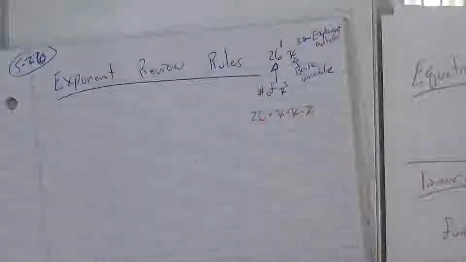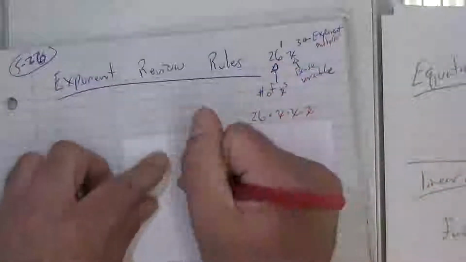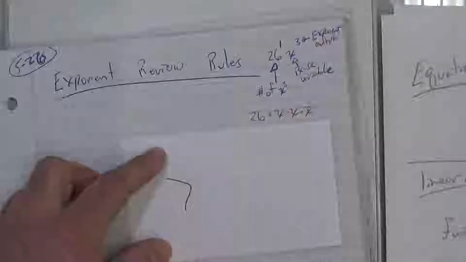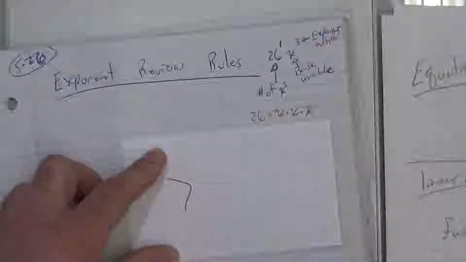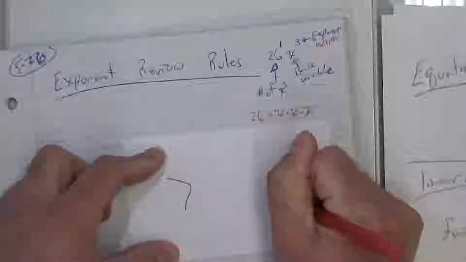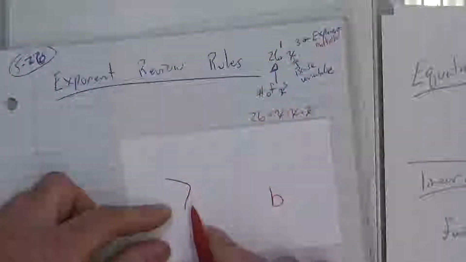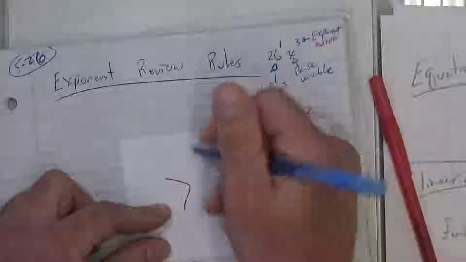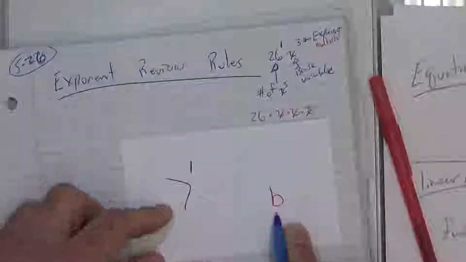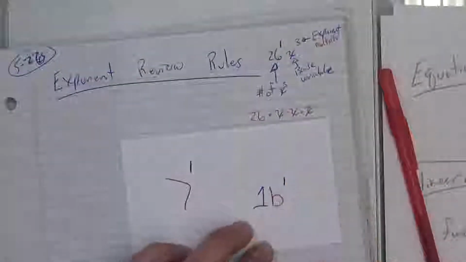Just like if for some reason I had just, give me a random number and a letter. 7. Give me a letter. B. Okay. How many 7s are there? There's 1 7. So we could put an exponent around that 7, and that would be a 1. How many B's are there? 1. Right. So that B is to the first power.